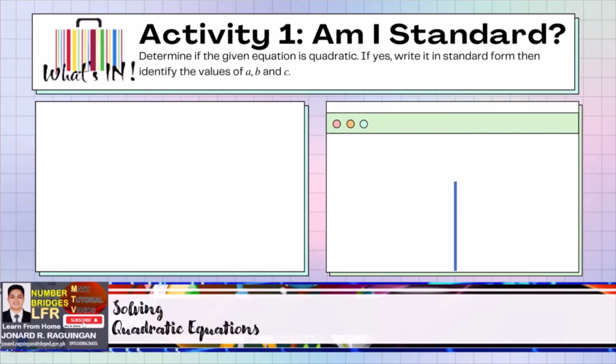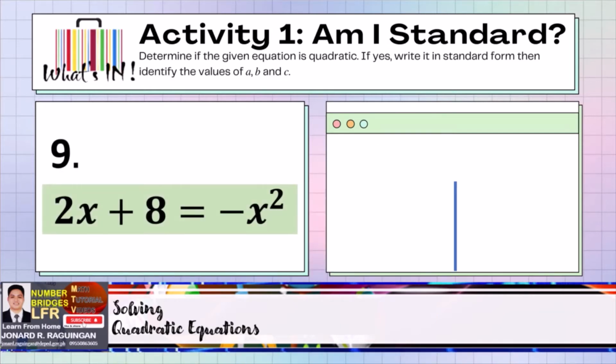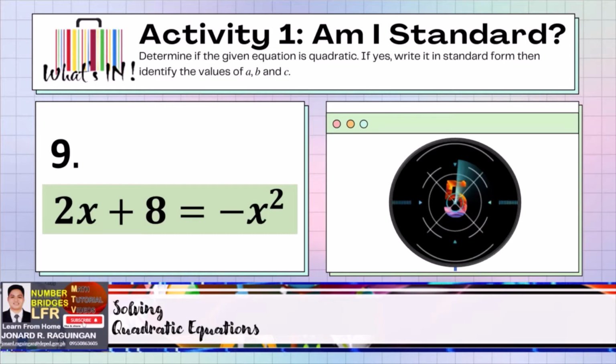For number 9, we have 2x plus 8 is equal to negative x squared. You have 5 seconds to answer that. Your time starts now.